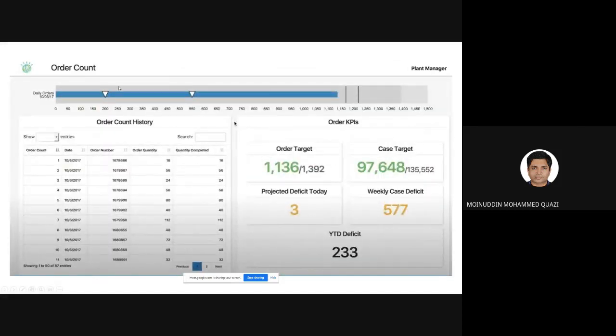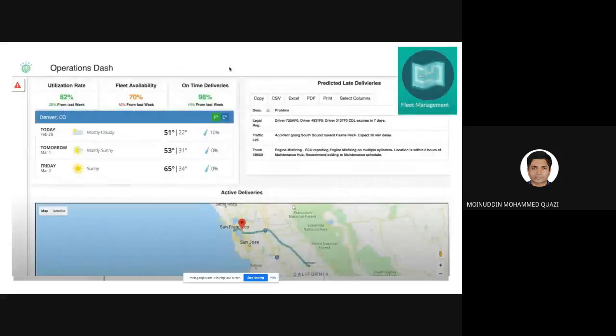Next, we see the order count, whether we are achieving the overall KPI. So it looks like the weekly deficit has been 577 orders. Today's deficit might be 3 because the machines are not operating at the correct efficiency. So the artificial intelligence based IoT system is going to predict whether you're going to complete your orders as well, based on its algorithms.